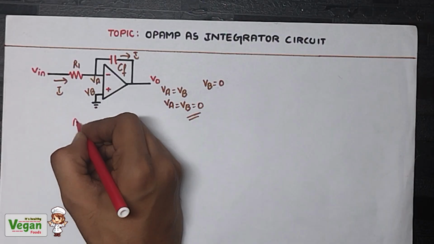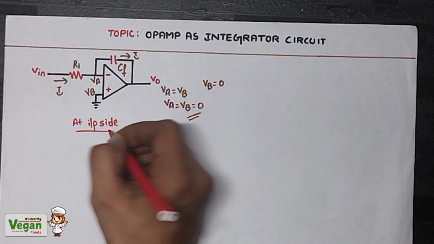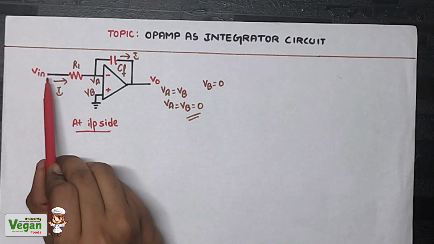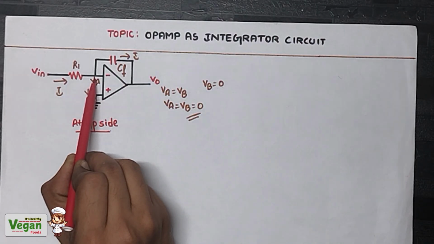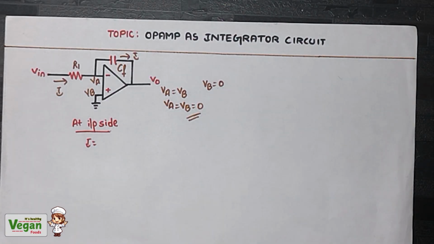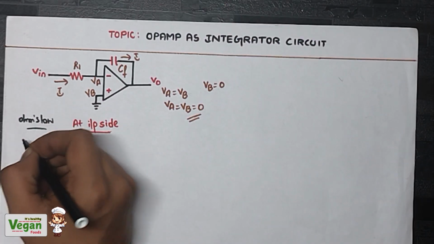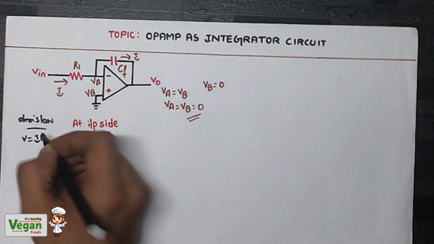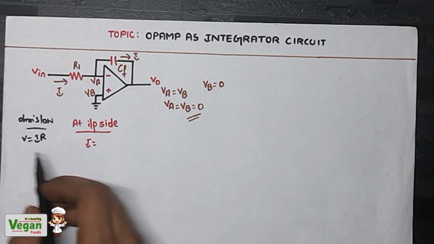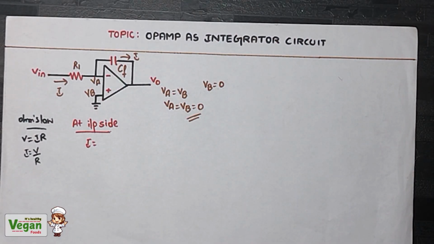Now at the input side equation, that means Vin, the input voltage, to the negative terminal voltage VA. So the current is common. I is equal to, we know the formula from Ohm's law. What does Ohm's law say? Ohm's law says that V is equal to IR. We need the formula of I, that is current. Therefore I is equal to V by R, voltage divided by resistance.